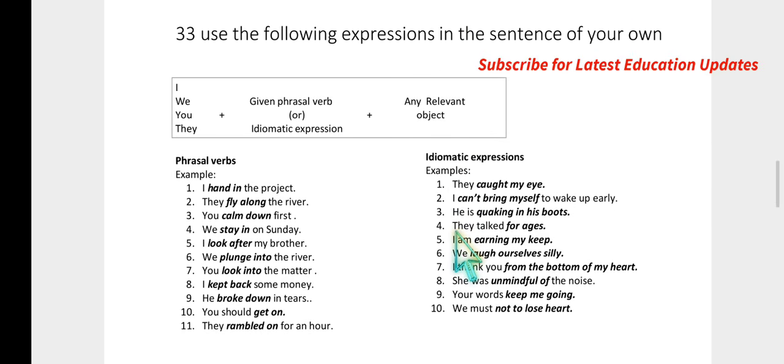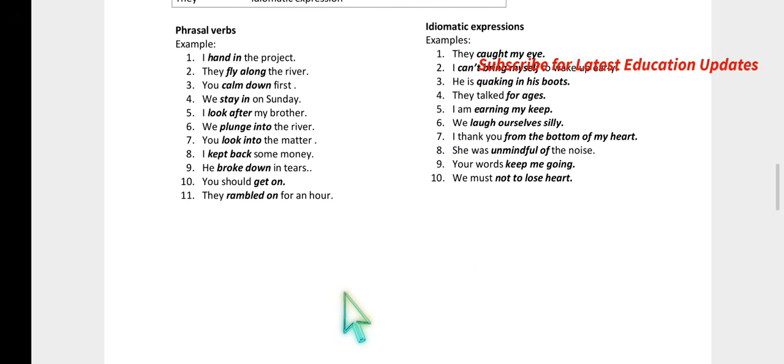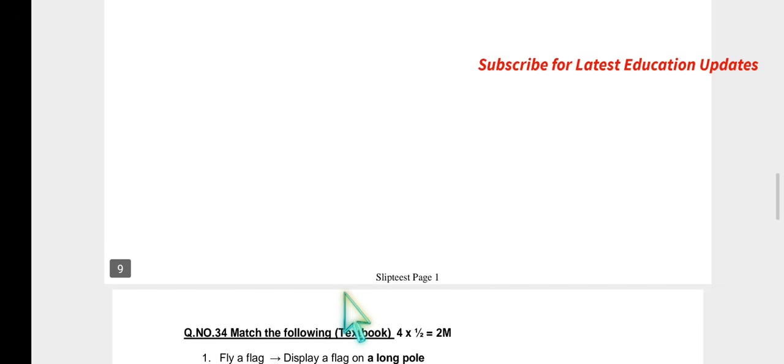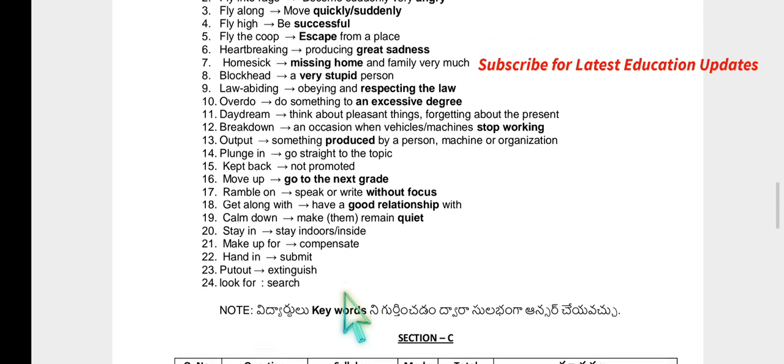Question 33 is phrasal verbs, hand in, fly along. Same examples will come, dear students. So please do take this PDF as a printout, and you can definitely score 80 plus, I can guarantee, from these textbook related questions, right?